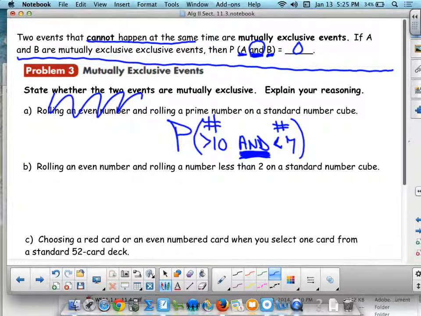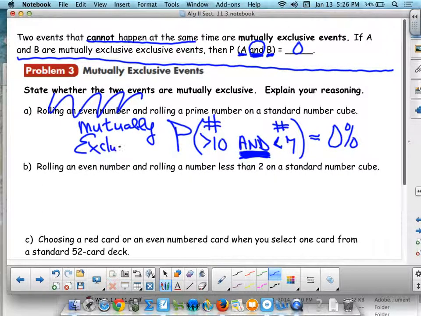Well, I can't think of a number greater than 10 and less than 7, so this cannot happen. The chance this happens is what percent? 0. So if the event cannot happen, we call this mutually exclusive. So two events that can't happen because of the word and are called mutually exclusive events, okay? All right.